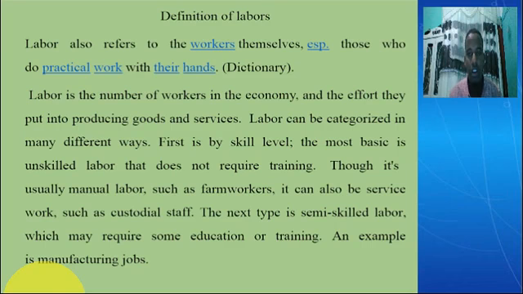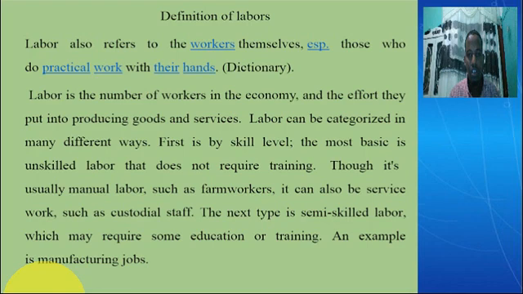Firstly, what is labor? Labor also refers to the workers themselves, especially those who do practical work with their hands. Labor is the number of workers in the economy and the efforts they put into producing goods and services. Labor can be categorized in many different ways.